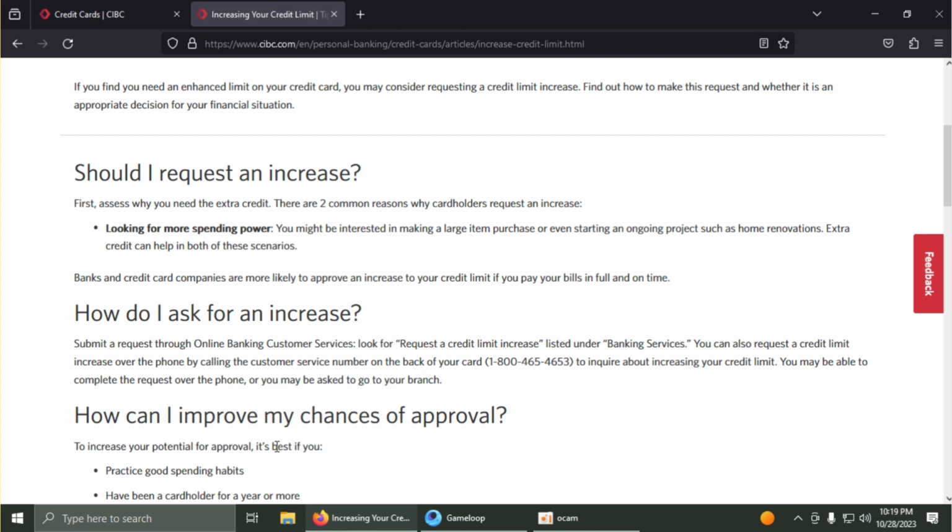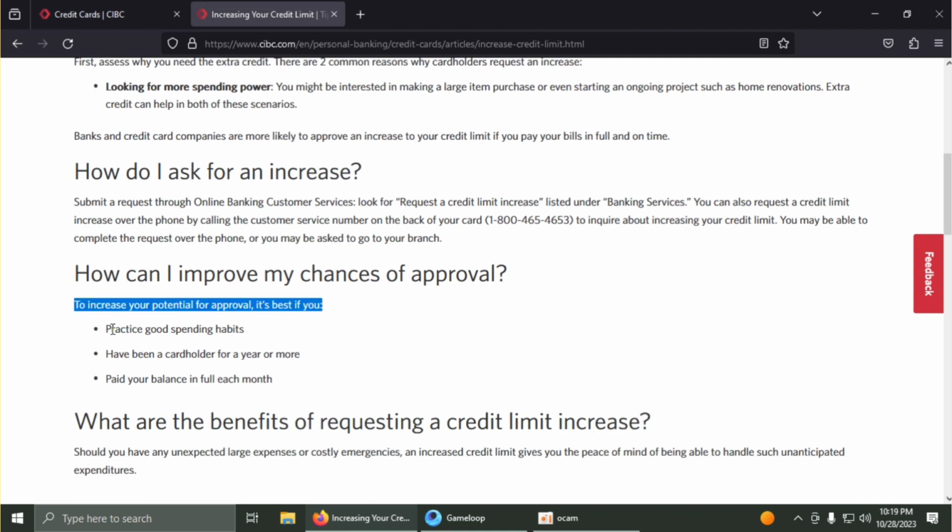bank branch. So you have to practice good spending habits. You also need to have been a card holder for a year or more. You have to be a card holder for more than a year to increase your credit card limit.